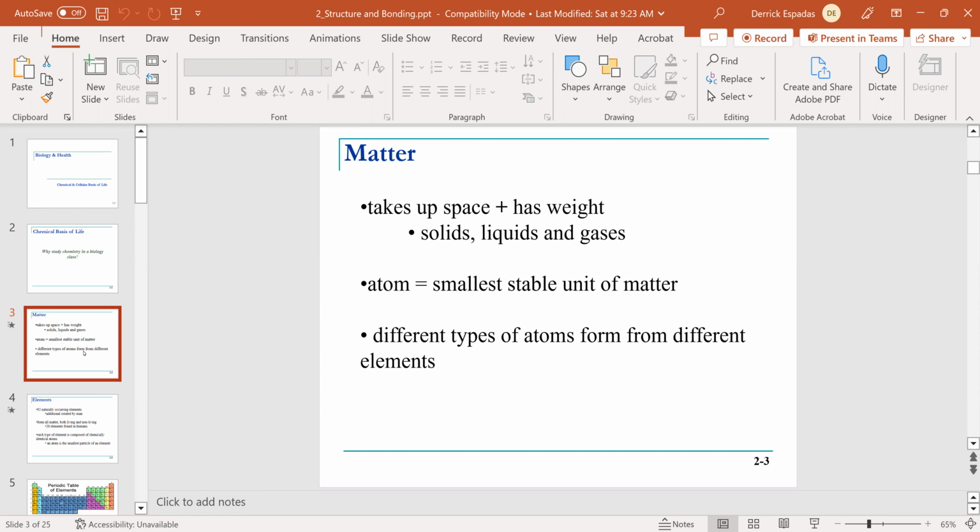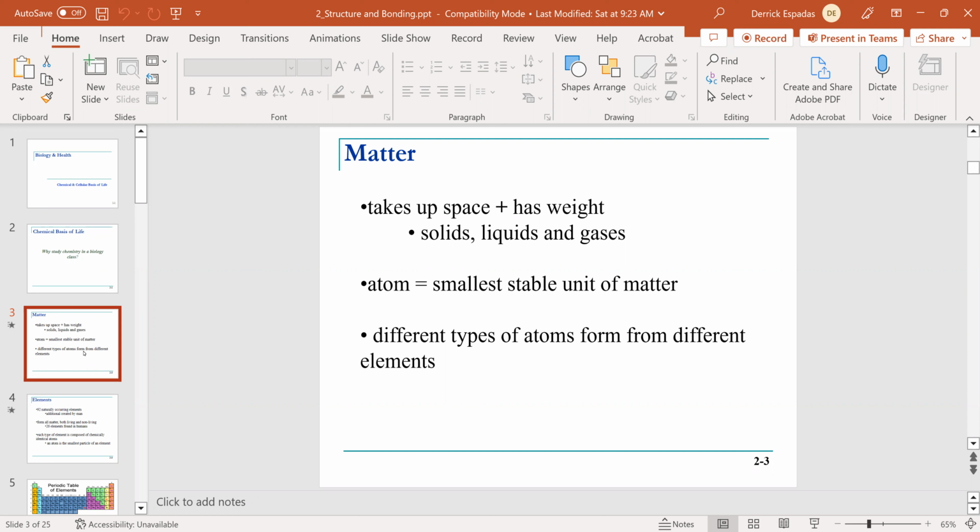So, matter. This is what we talk about a lot in science. It takes up space, it has weight. So solids, liquids, and gases. Even gases, even though we can throw our hand through some fog, still have weight. It's not as much as, say, a hammer, but it still has weight.